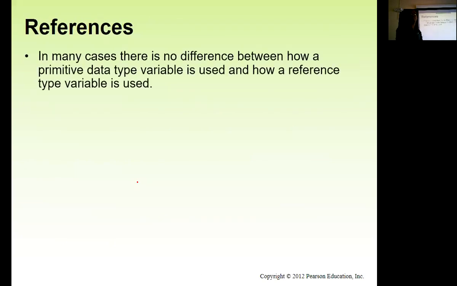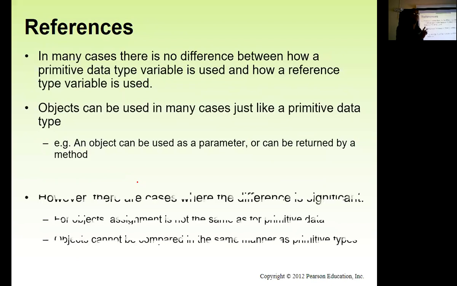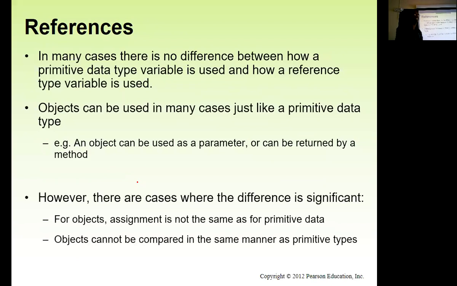In many cases, there is no difference between how a primitive data type is used and how a reference type is used. Objects can be used in many cases just like primitive data types. An object can be used as a parameter or returned by a method, and so forth, so use is generally uniform. If you have an int like num1, you can use it the same way you can use an Integer, which is an object type, and we're going to talk about it a little later. However, there are cases where the difference is significant.